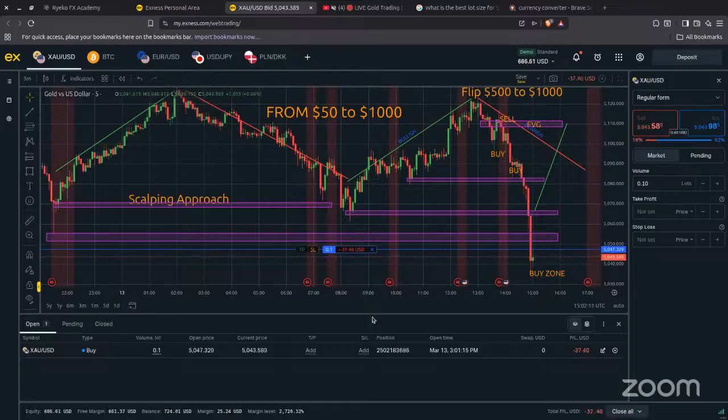Because this is already enough risk. So I just have to wait for it to go in my direction. If it reaches 1,000, I close. Because that's my goal for today, to move from this to that.